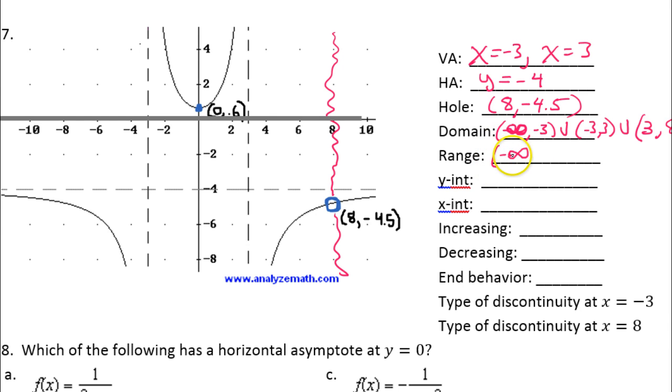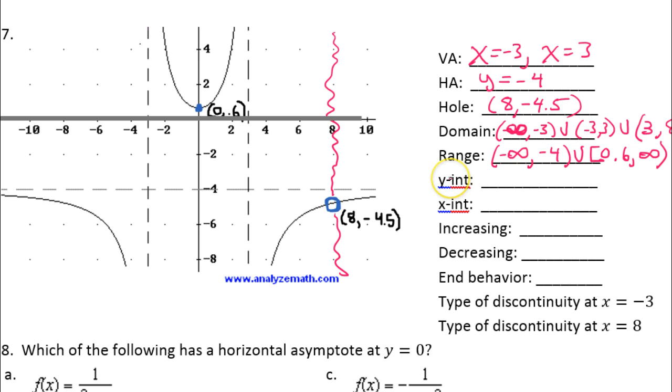Okay, so negative infinity to -4, union. Now watch this. I'm going to have a bracket at the 0.6. All right, 0.6 to infinity. Because at the 0.6, there's no asymptote here. The graph touches 0.6. Right there's a dot right there. It touches it. So I'm going to include the 0.6. All right, I'm not including the -4 because this is an asymptote. It never does get reached.